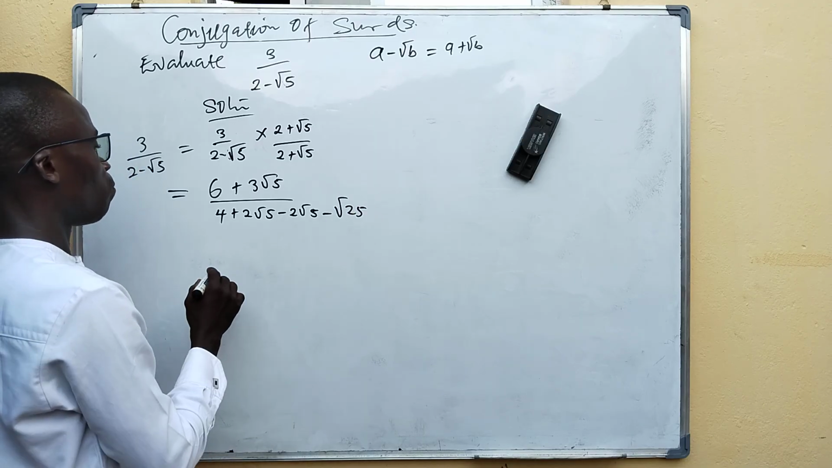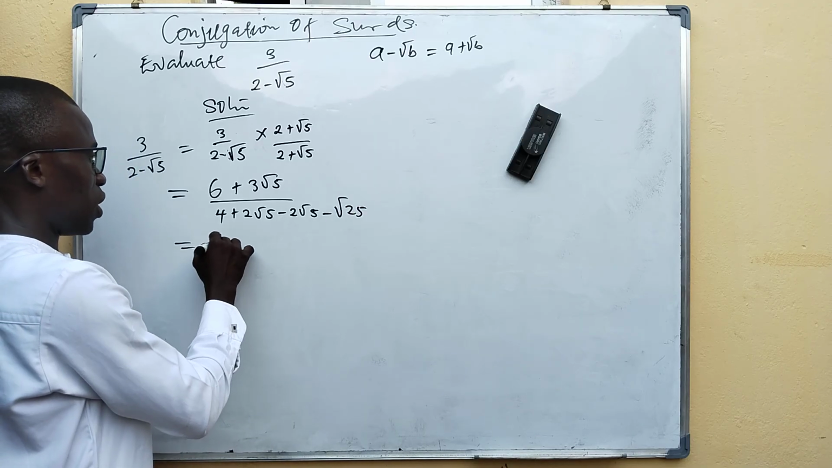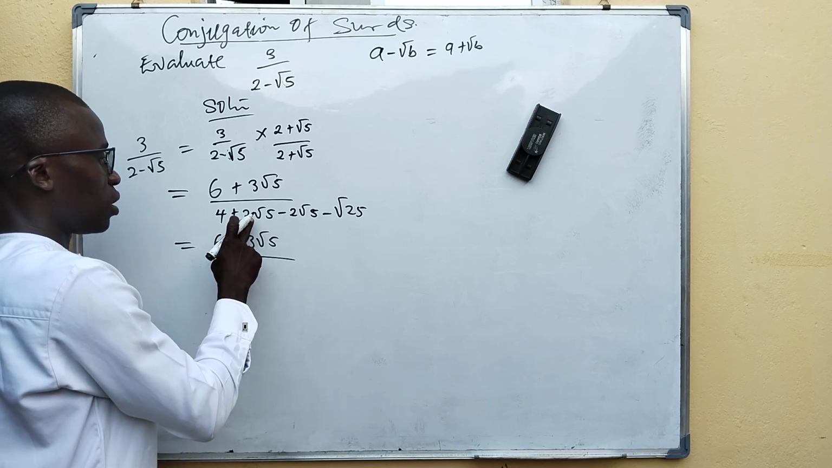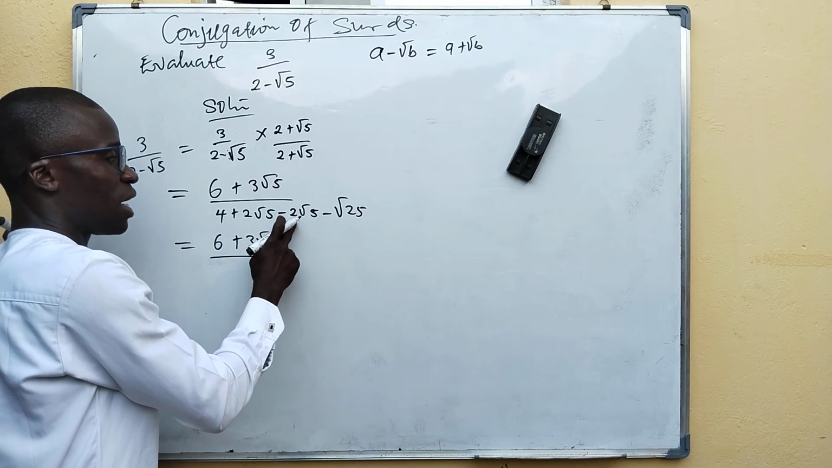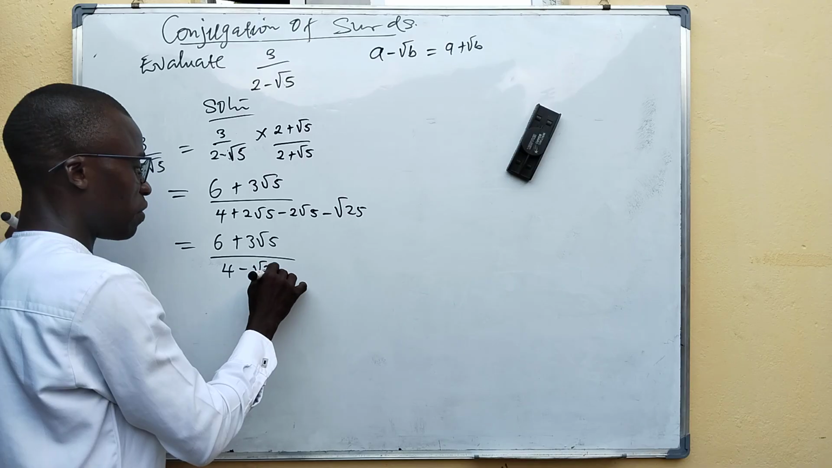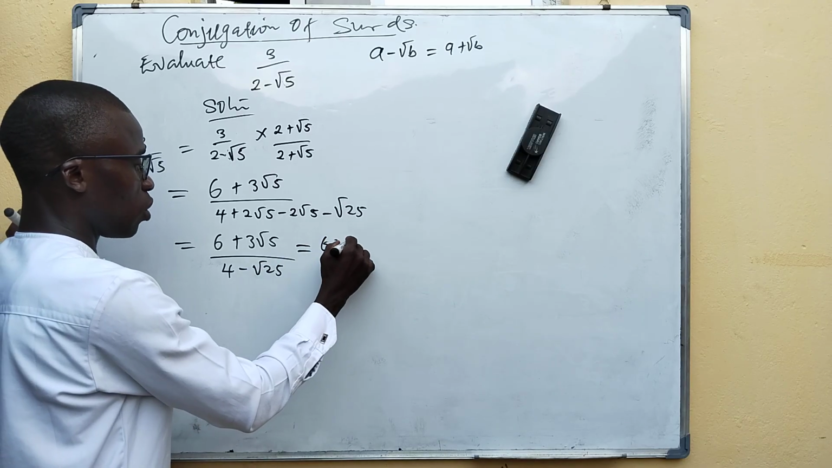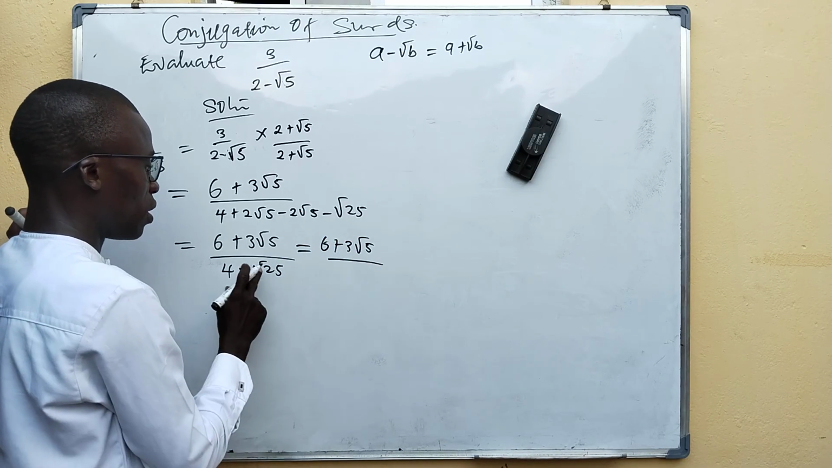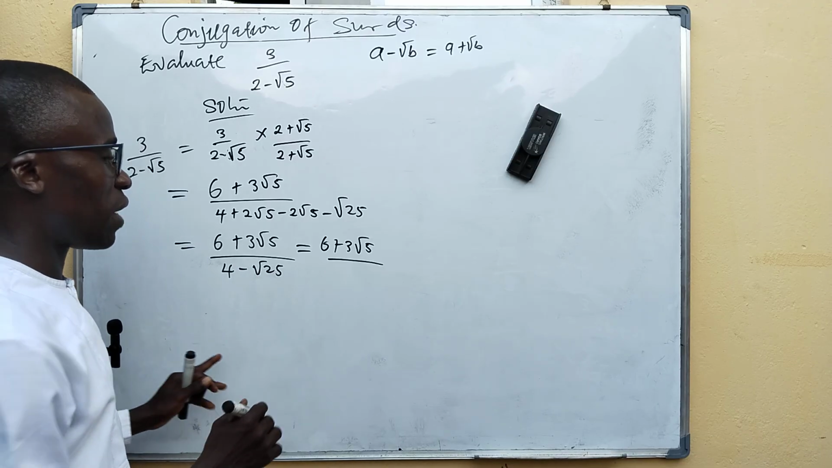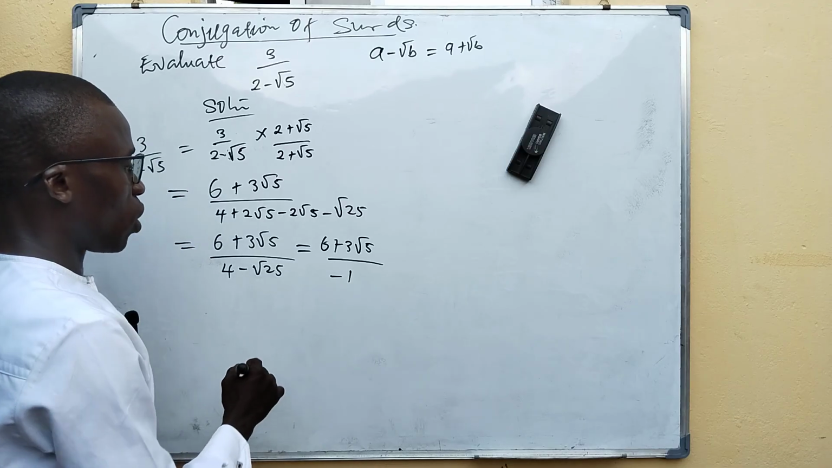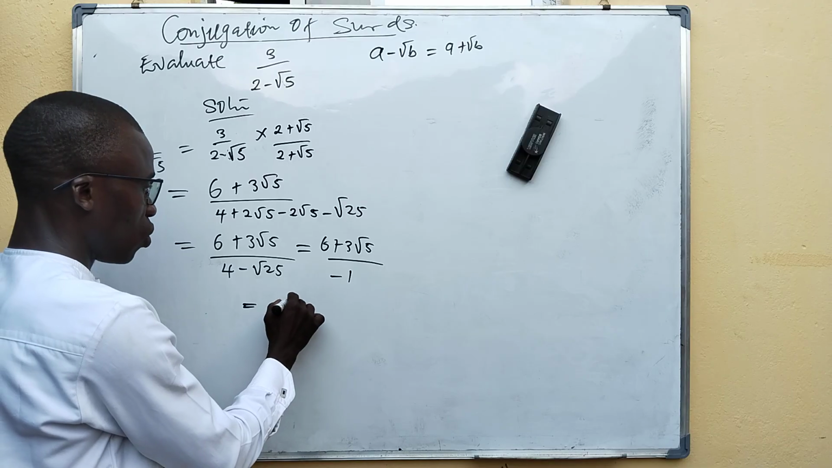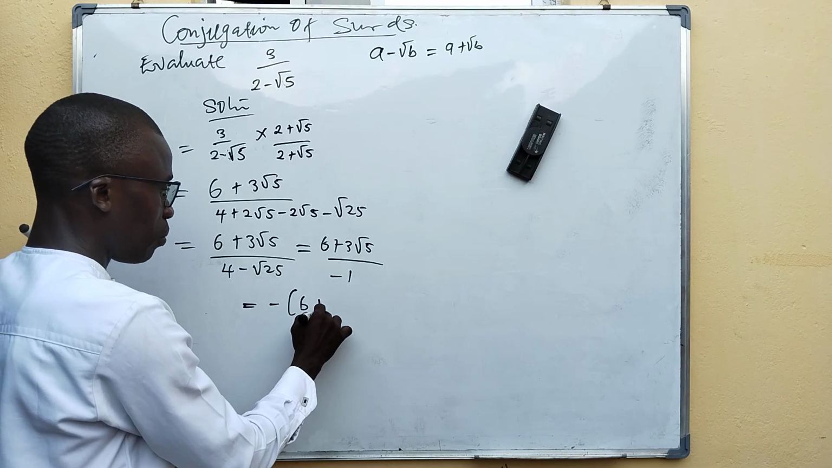So what do we see here? We're going to have 6 plus 3 root 5 over, okay, this and this will go. 2 root 5 minus 2 root 5 is 0. So we are going to have 4 minus root 25. That will give us 6 plus 3 root 5 over 4 minus root 25. Root 25 is 5. 4 minus 5 is minus 1. So what do I have there? I'm going to have minus 1 dividing this, which gives minus, open bracket, 6 plus 3 root 5.